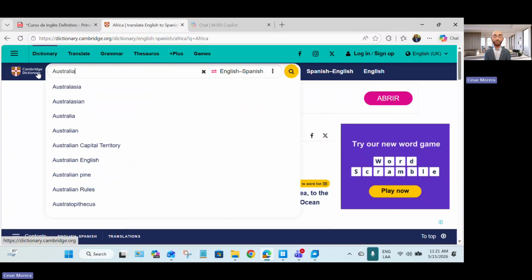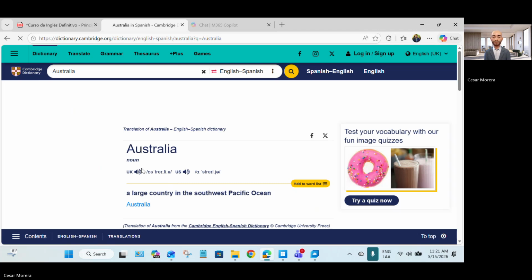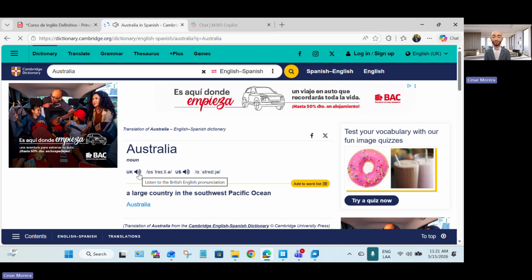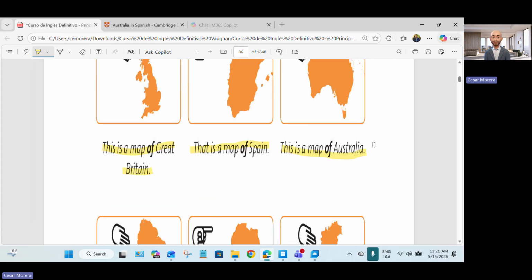Australia. Let's validate the pronunciation here. Australia. Okay, that will be the right one. So this is a map of Australia. This is a map of Australia. Good. Keep going.